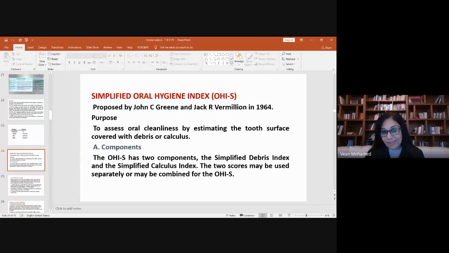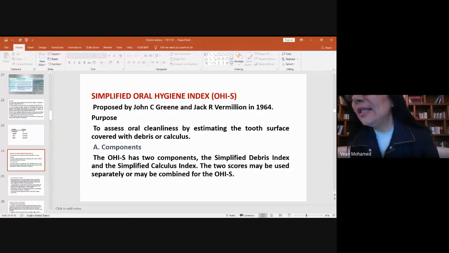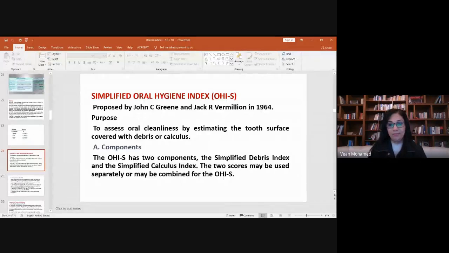This is proposed by scientists, its discoverers. We said the plaque index is by Löe and Silness in 64. The simplified oral hygiene index is by Greene and Vermillion, again in 64. This is by Greene and Vermillion, 2 scientists.